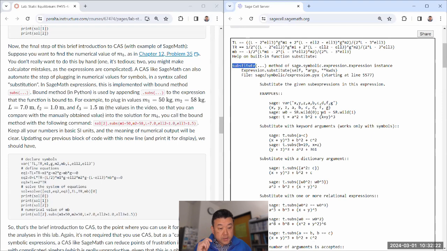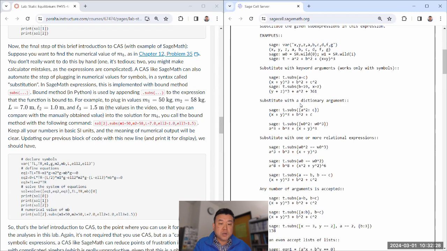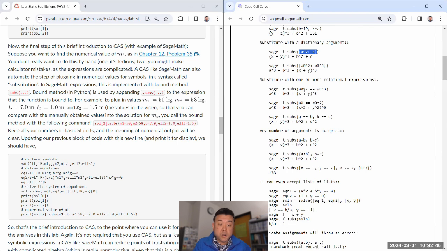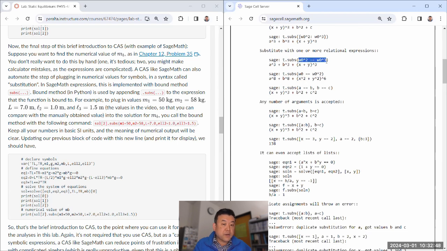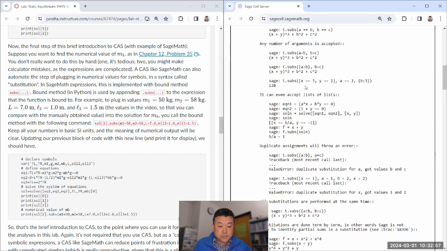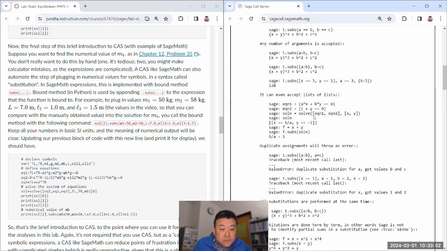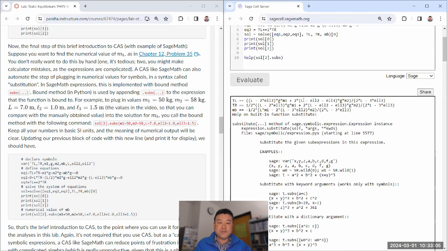The examples show a few different ways you can specify the values to substitute. I like the keyword arguments because those look natural, but there might be contexts where a dictionary argument might work better, or relational expressions might work better. This actually allows you to use one of the solutions as an input to substitute, or you might want to do other stuff. You can do a list of lists. Anyways, this is something you can read on your own later.